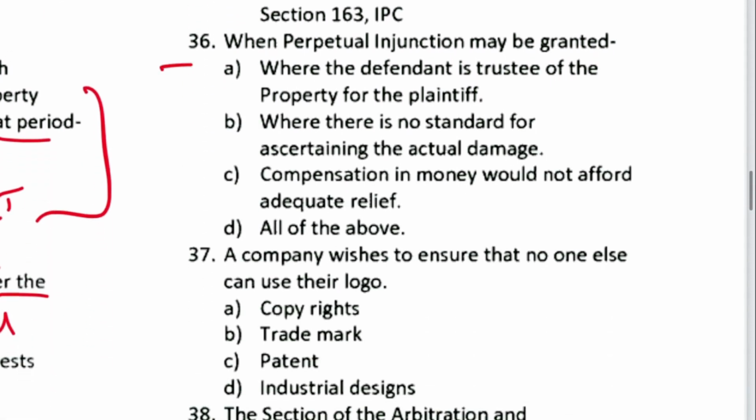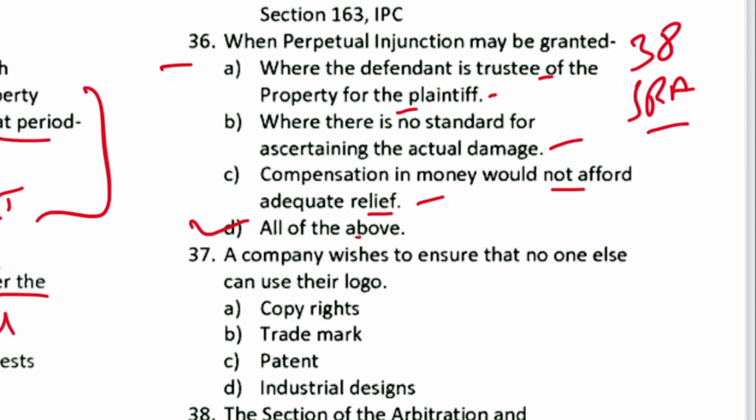Next 36. When perpetual injunction may be granted. It is mentioned in section 38 Specific Relief Act. So where the defendant is a trustee of property for the plaintiff, yes, it can be granted. Where there is no standard for ascertaining the actual damage, yes. Compensation in money would not afford adequate relief. This is also correct. All of the above. D is the answer.